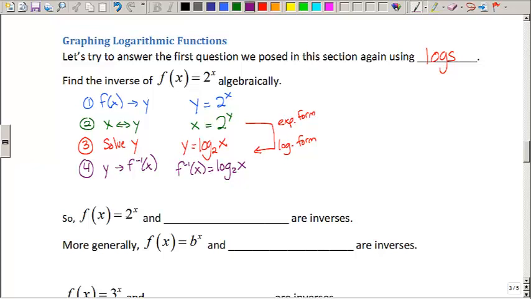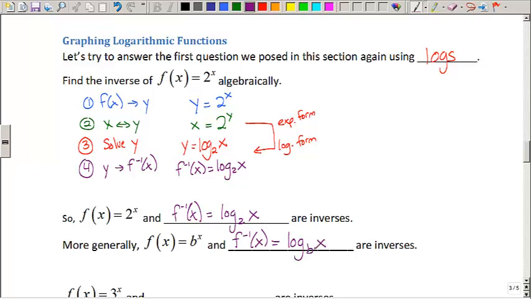So f of x equals 2 to the x and f inverse of x equals log base 2 of x are inverses. And more generally, instead of using the 2 here as the base, what if I used a b for the base, meaning b could be anything? What would be the inverse of the exponential equation b to the x? We have the logarithmic equation, log base b of x. So these are truly inverses.